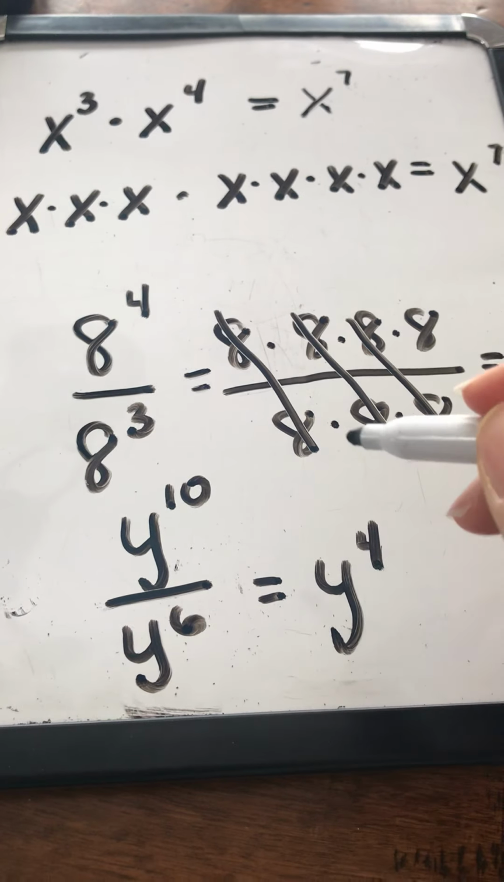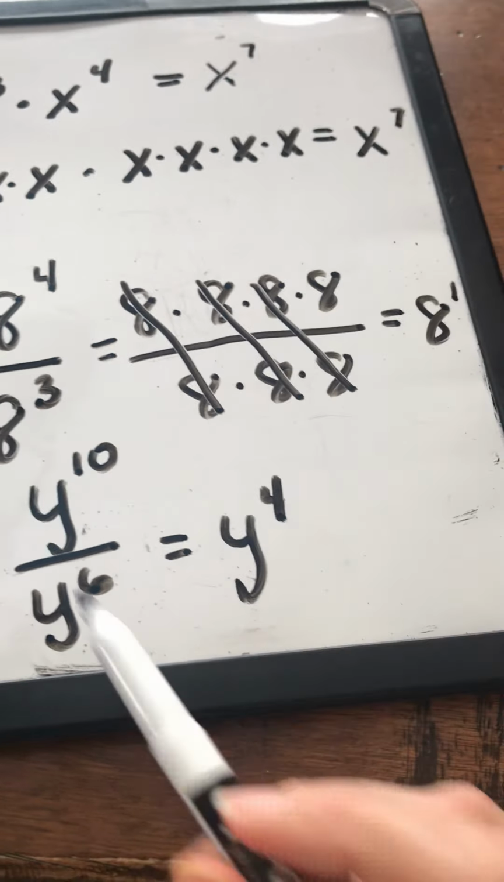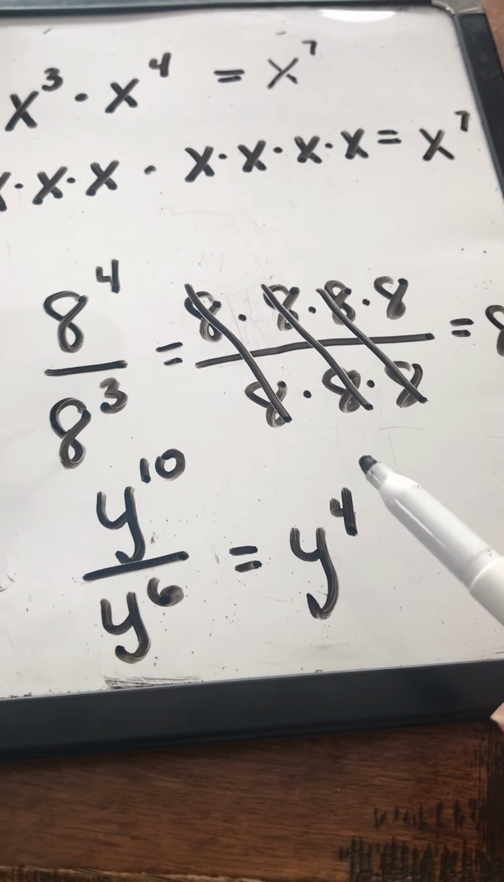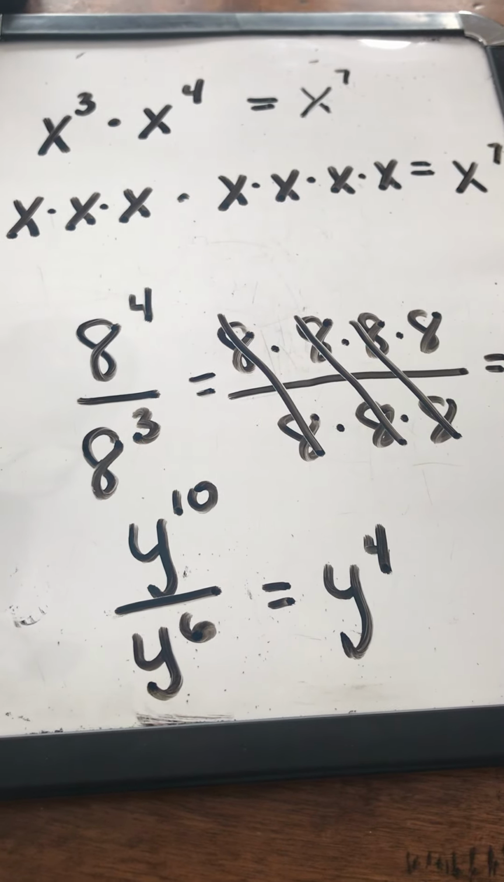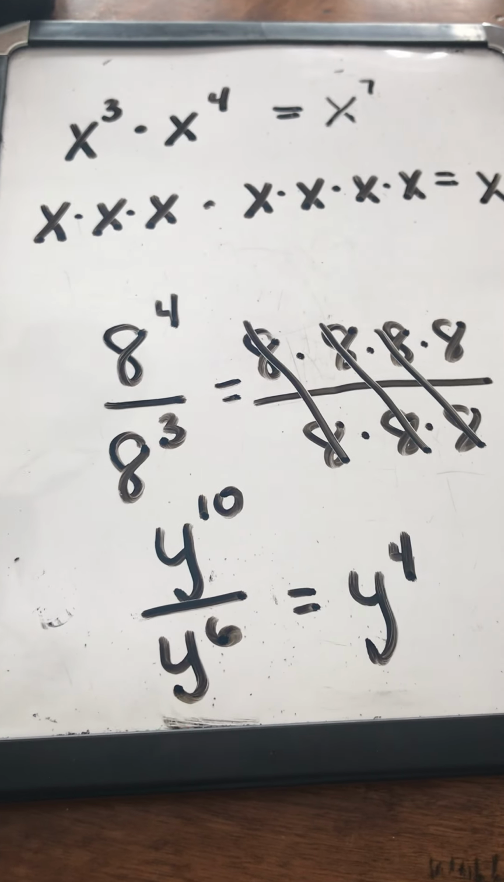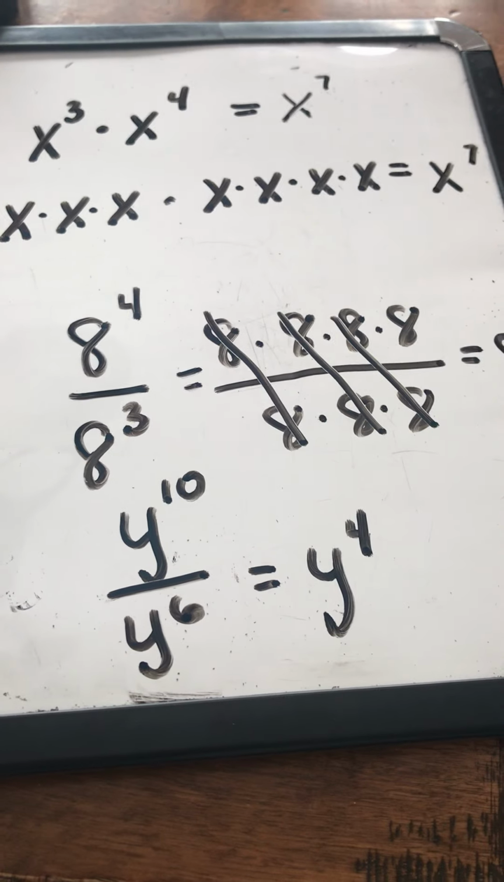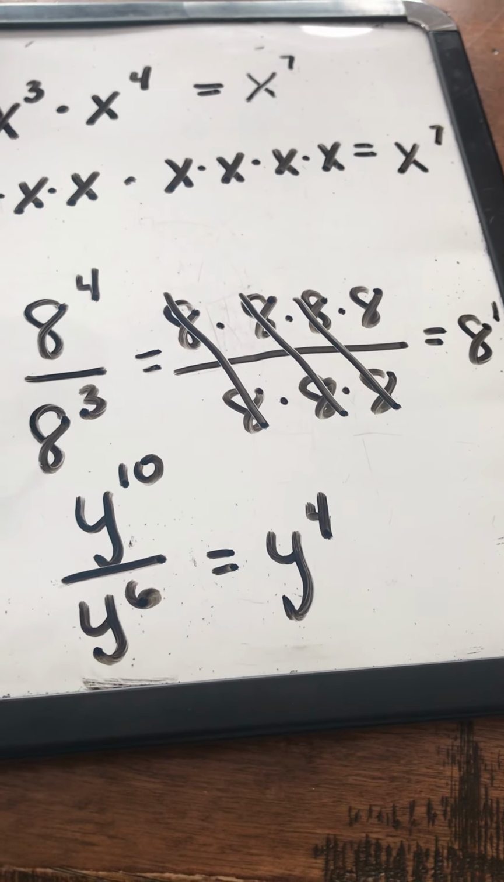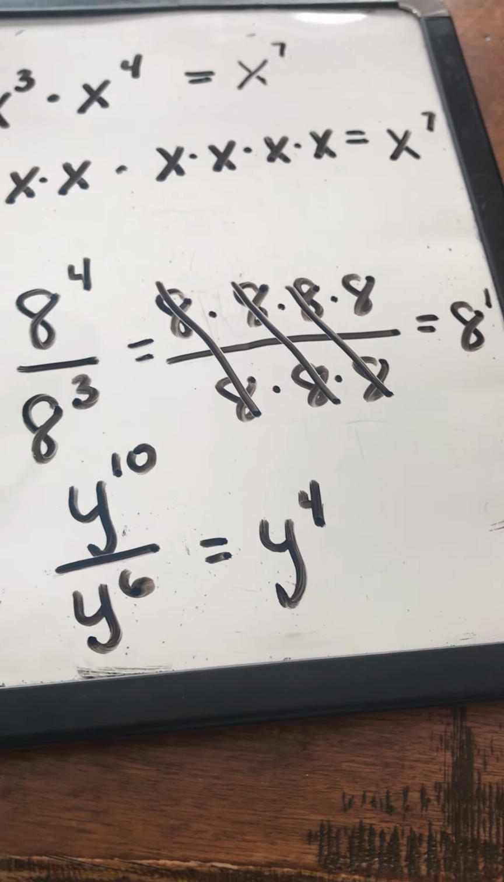And I could write out y times y times y times y times y times y, 10 times, and divide it by y times y times y times y times y times y. And if I cancel out anything that they have in common, anything divided by itself, then I'd be left with just 4 y's.